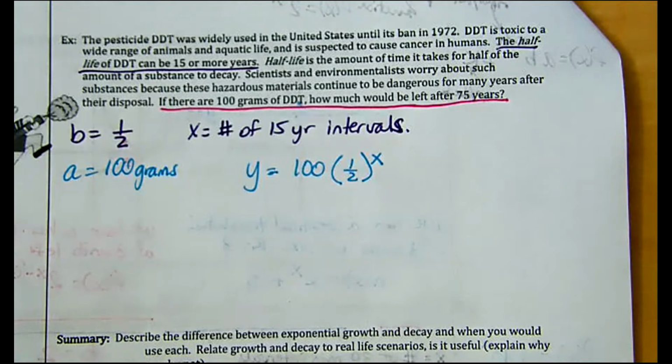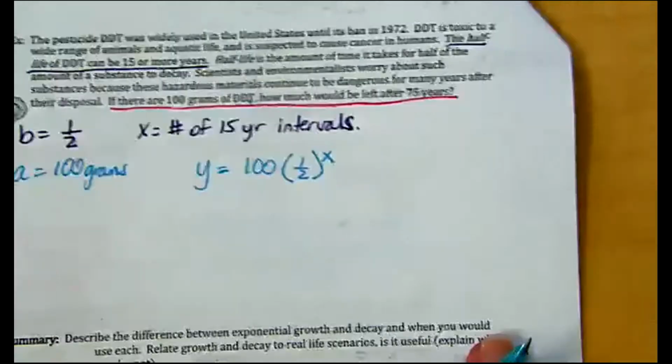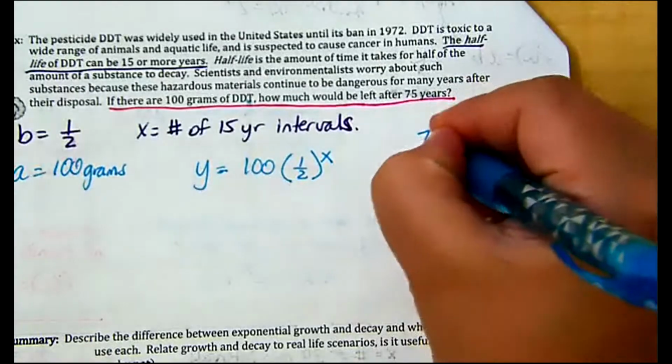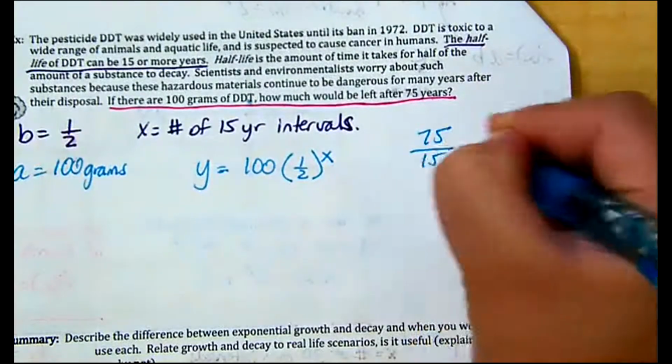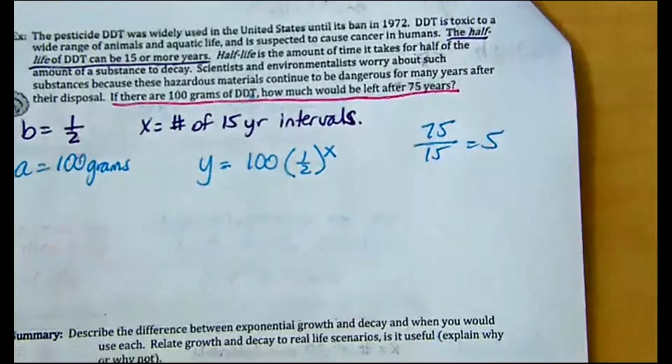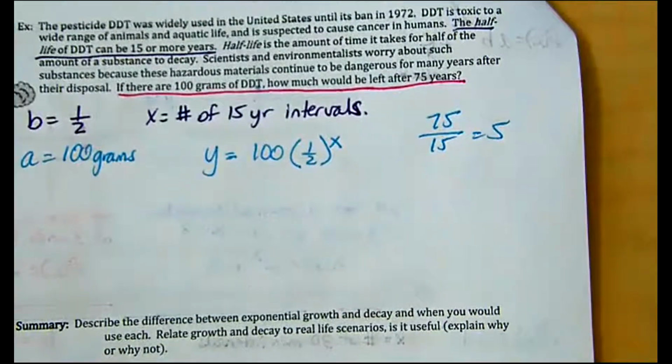I like the whole thing, right? In like the word problem form. Yes. I said after 75 years, there will be 3.125 grams of DDT left. Very good. So what was your X? 5. Okay. So you did 75 divided by 15, which got you 5.